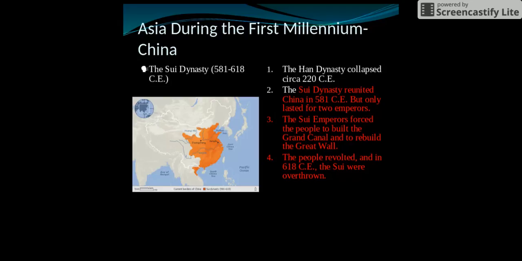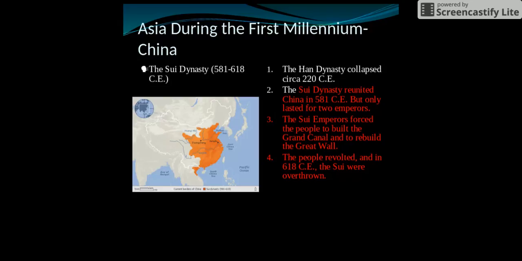Sui emperors forced people to rebuild much of the Great Wall. There's a lot of forced labor and heavy taxation. Also, there was a great building project that took a lot of labor as well called the Grand Canal. It was an amazing feat of construction for the Sui in the time period, but it also represents, in a way, kind of an oppression as a lot of people had to work.